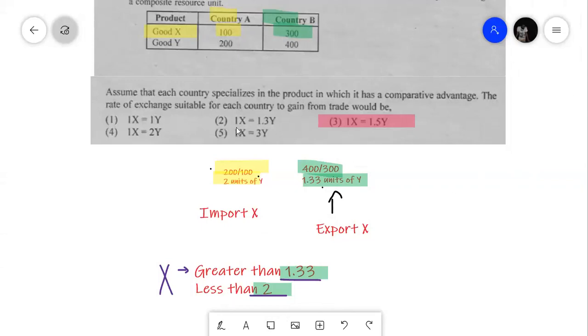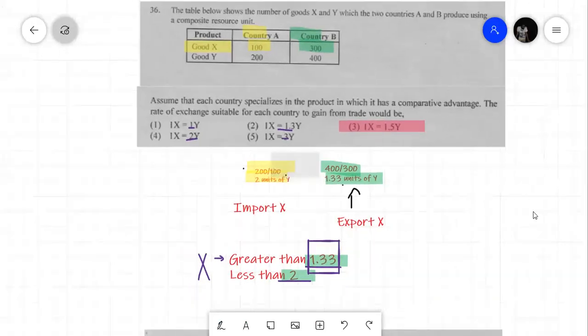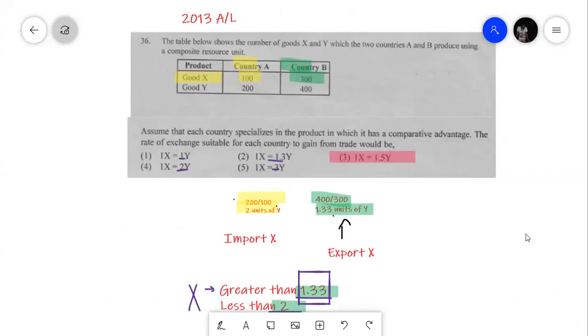The second option will not be right because it says 1X equals 1.3. This has to be greater than 1.33, and 1.3 is less than 1.33. So it has to be greater than 1.33, less than 2. Now, 1 is anyway no. 2, you can't, because it has to be less than 2. 3 is anyway out of the range. So guys, work on this. In your unit, there will be something called the mutually beneficial exchange rate. That is the area that you all need to study here. Go and check. Okay, that's 36.